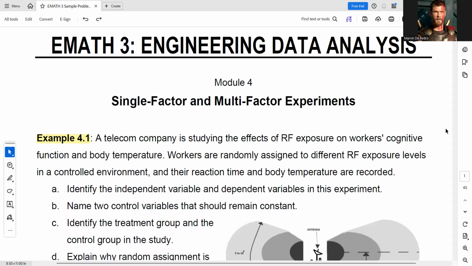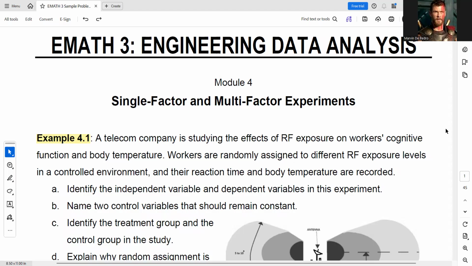Okay, now we are on module 4, and this will be very quick as we're not going to do much computations here. We are just meant to analyze the given problem statement and then try to understand what's going on. We're actually talking about single factor and multi-factor experiments.